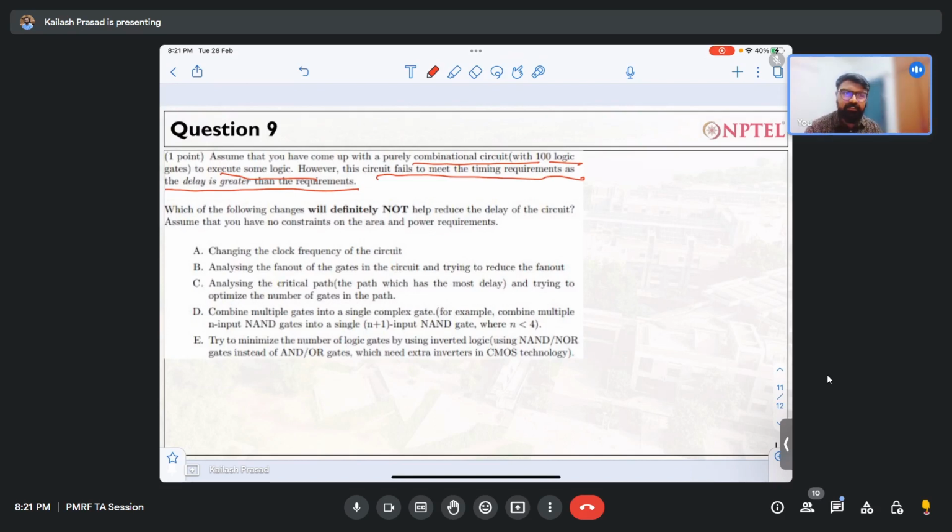The question asked here is, which of the following will definitely not help to reduce the delay of the circuit? Assume that you do not have any area and power constraint. There are 5 options. You have to figure out only one or two, whichever multiple choice it is, the option which will actually not help in reducing the delay of the circuit. Okay, the question is clear. Anybody wants to tell me which answer is correct?